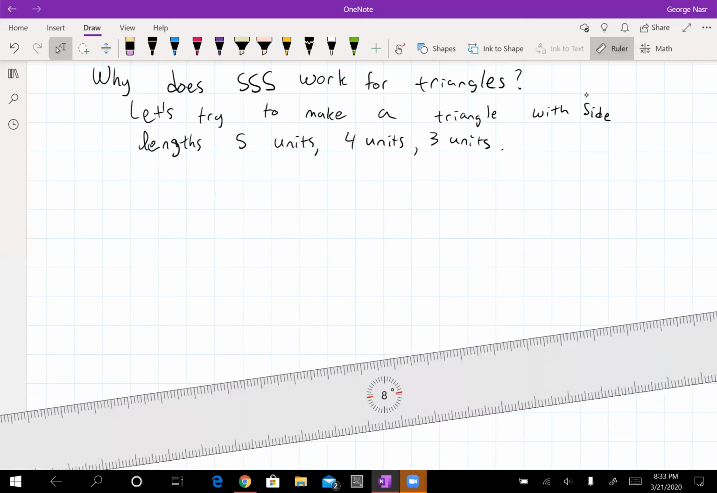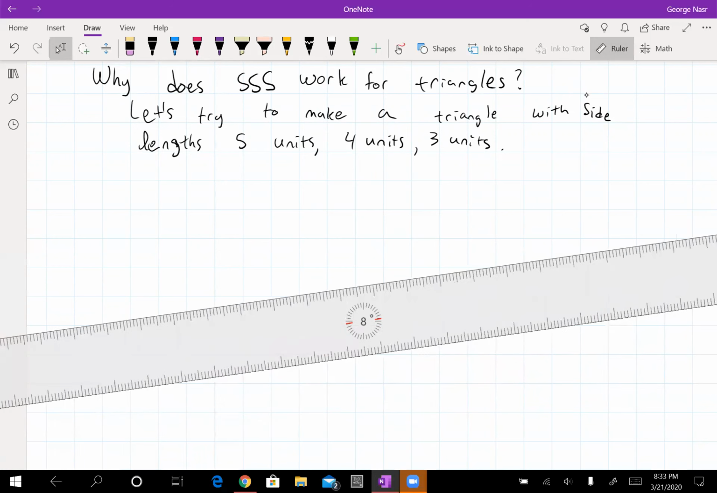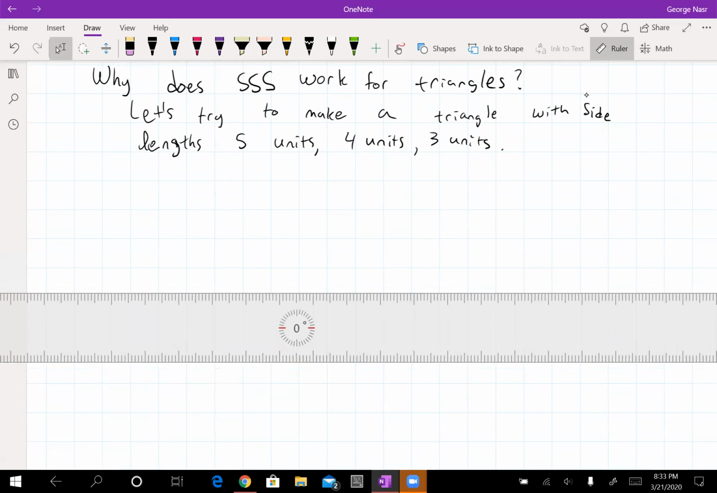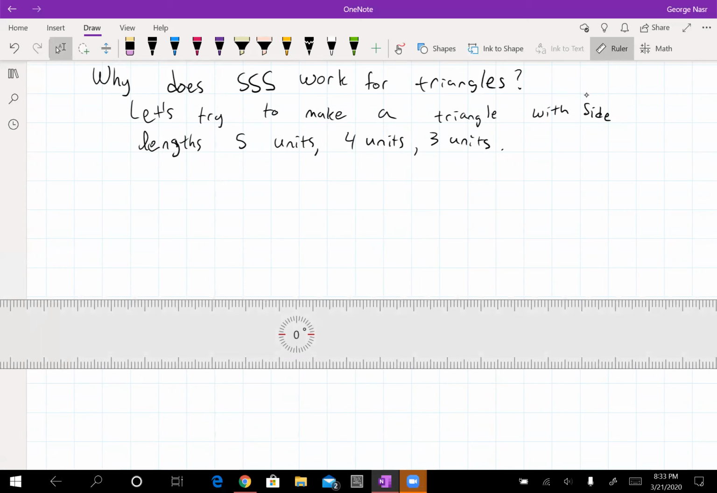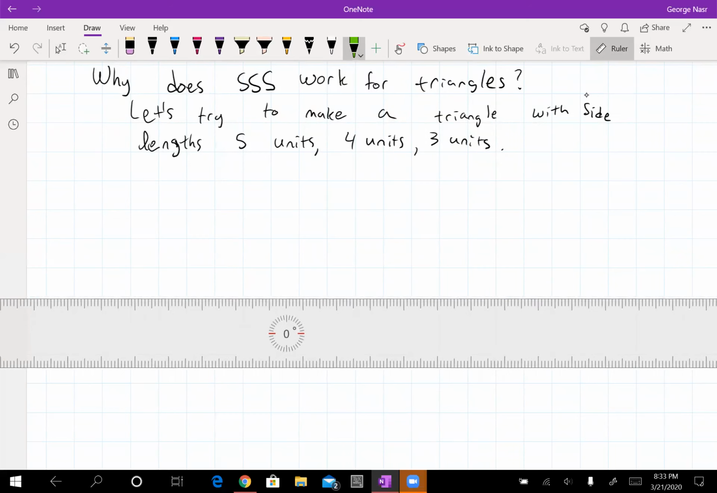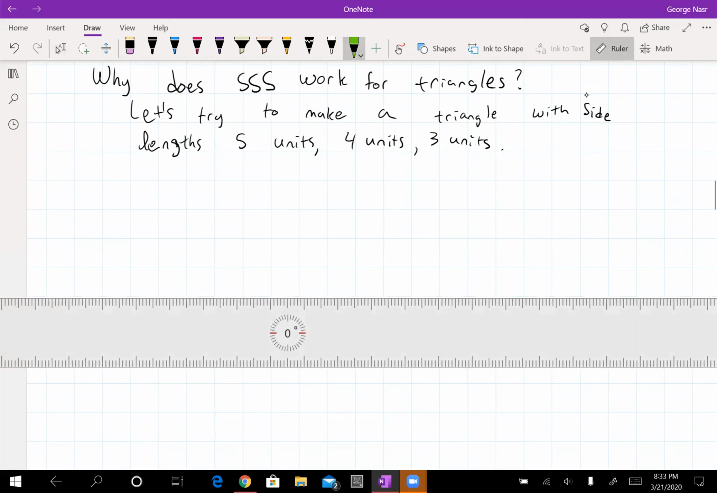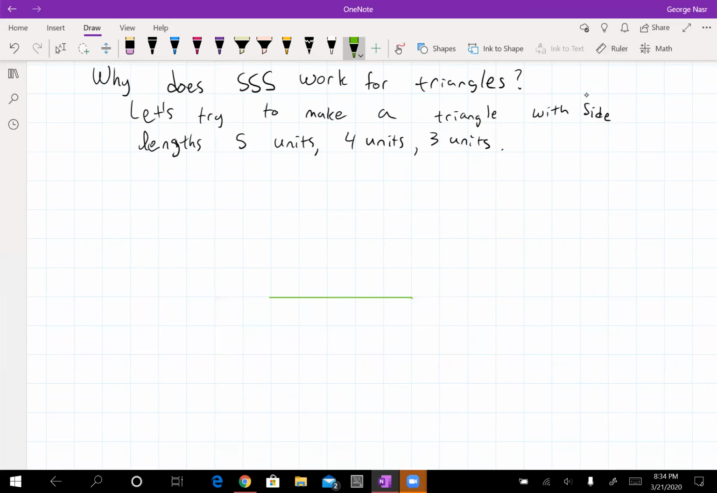So some of you may not be excited about this, but we can actually use something we learned in chapter 10 to do this. Let's construct a triangle with these side lengths, 5, 4, and 3. So we know how to do that, right? Let's pick a side length. So I'll pick my 5 first. So I'm going to use the grid lines as my units. 1, 2, 3, 4, 5. So there's my length 5 side.